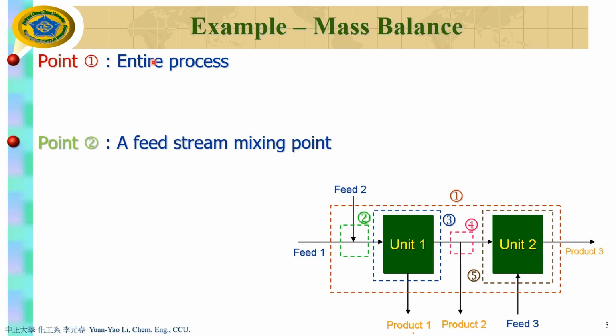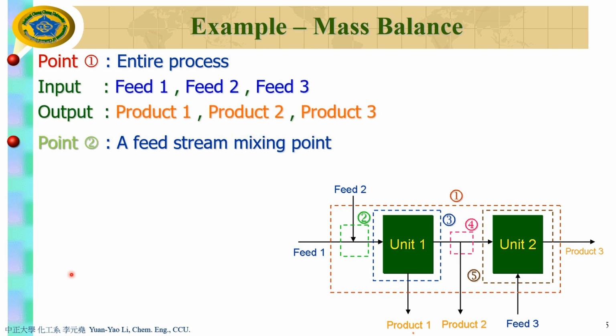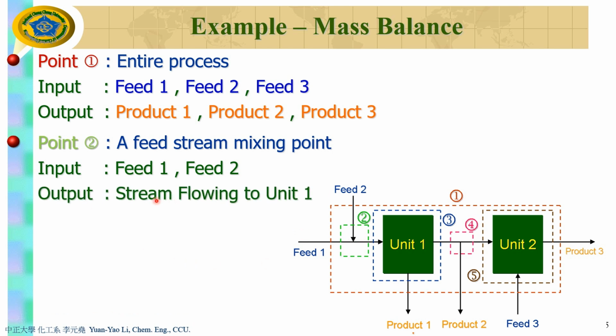Right. So point 1 here is the entire process, which is feed 1, feed 2, feed 3, remember? And the output is product 1, product 2, product 3. Feed 1, feed 2, feed 3, product 1, product 2, product 3. And how about point 2? Feed 1 and feed 2, right? And then what? The output is the stream flowing to unit 1. This one is the one.